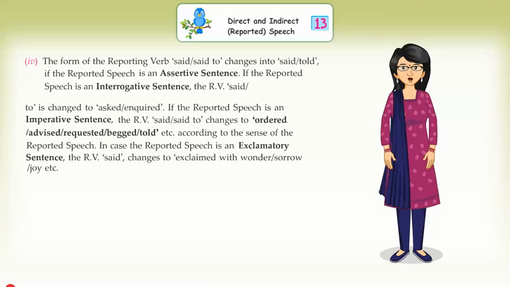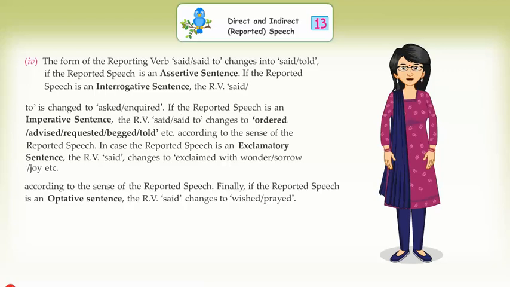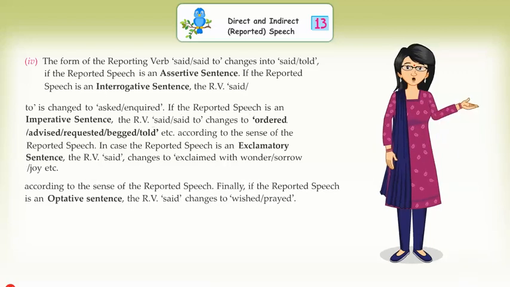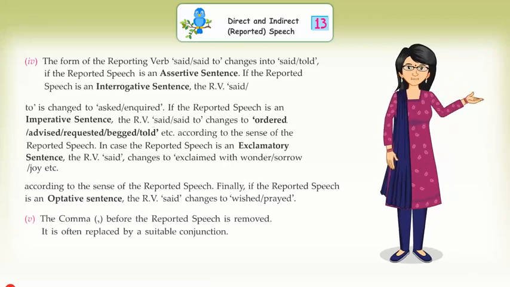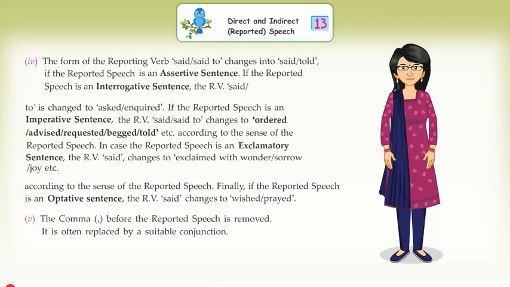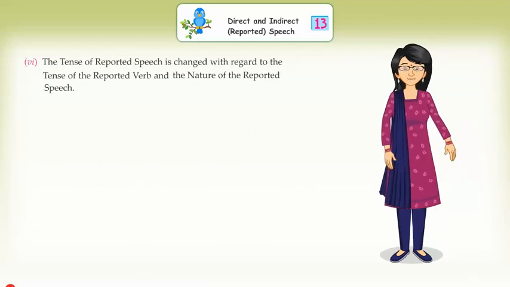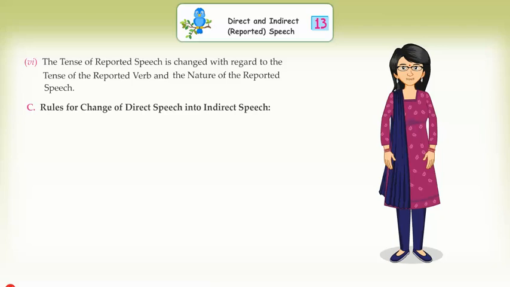In case the reported speech is an exclamatory sentence, the RV "said" changes to "exclaimed with wonder, sorrow, joy," etc. according to the sense of the reported speech. Finally, if the reported speech is an optative sentence, the RV "said" changes to "wished, prayed." 5. The comma before the reported speech is removed. It is often replaced by a suitable conjunction. 6. The tense of reported speech is changed with regard to the tense of the reporting verb and the nature of the reported speech. C. Rules for change of direct speech into indirect speech.